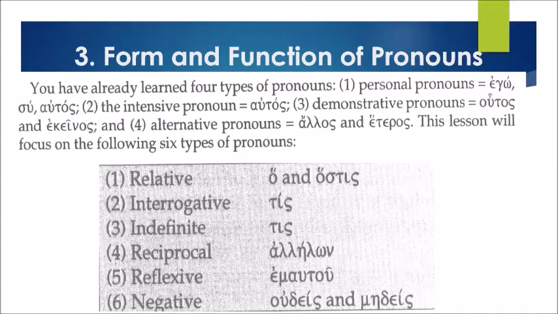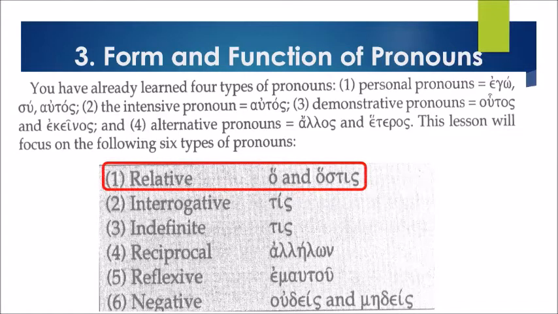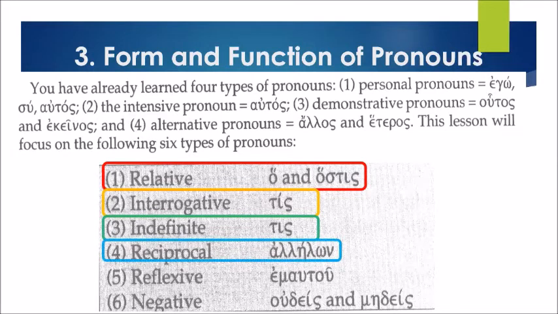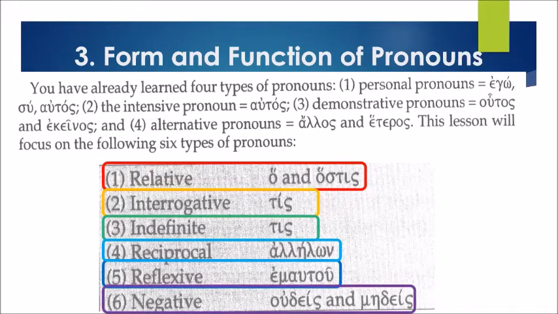So today we will learn the 6 new types of pronouns. The first one is the relative pronoun. Examples are hos and hostis. You have the interrogative pronoun tis with an accent, and indefinite tis. You have the reciprocal pronoun allelon, reflexive emautou, and negative oudeis or medeis. Let's go over these one by one.